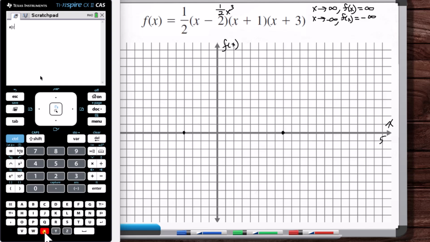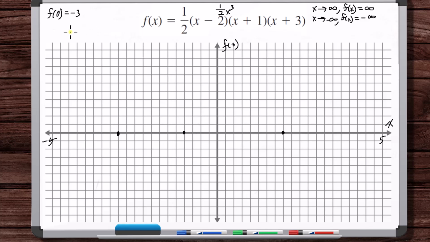So f with x equal to 0 should be minus 3. That's right. Okay. Now let's get a point all the way to the right of the farthest x-intercept. So let's get x is equal to 3. We get 12. So f of 3 is equal to 12.